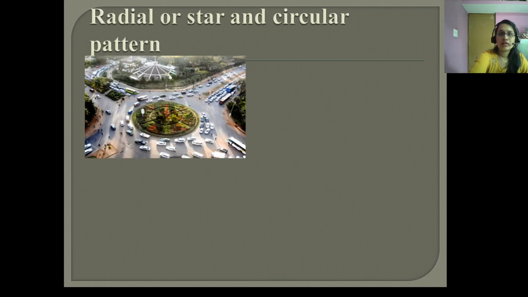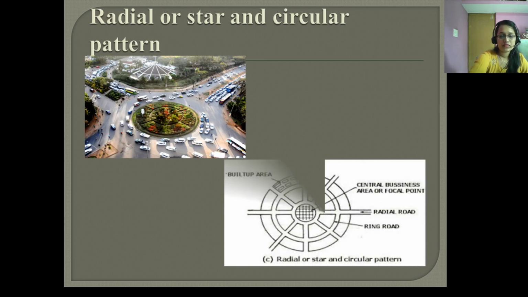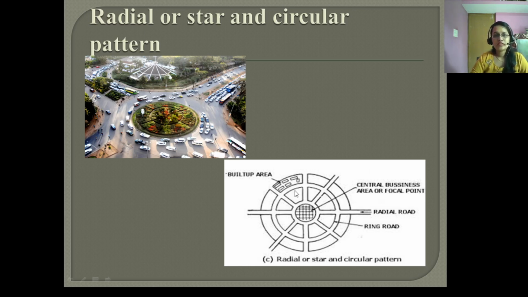You can see a radial or star and circular pattern. In this system, the main roads radiate from the central business area. They are connected with concentric roads. Now this roundabout improves the efficiency of traffic. So efficiency of traffic is improved with this radial or star and circular pattern.